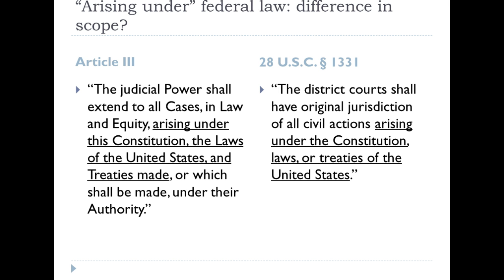Okay, so you may have noticed as we were going through the operative language in Article 3 and in Section 1331 that the operative language sounded very, very similar. In Article 3 it says the judicial power shall extend to all cases arising under this Constitution, the laws of the United States, and treaties made. And 1331 says the district courts shall have original jurisdiction of all civil actions arising under the Constitution, laws, or treaties of the United States. So those words that are underlined there are pretty much the same. Do they mean the same thing?